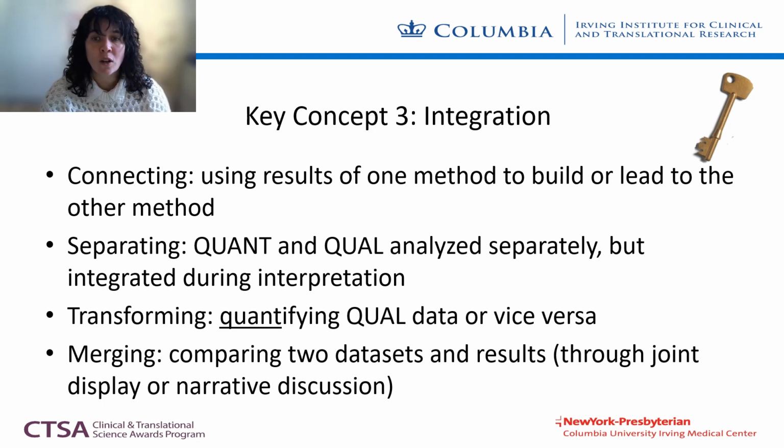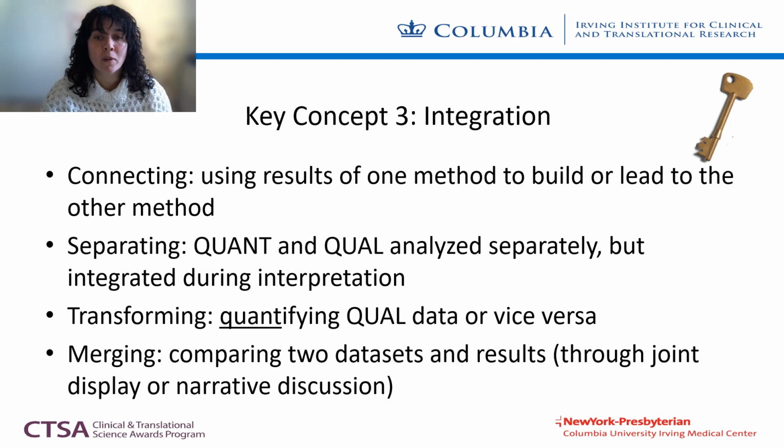Connecting is used in sequential designs and uses the results of one method to inform the design interpretation of the other method. In concurrent designs, separating or transforming is used. When separating, quant and qual data are analyzed separately following respective methods, but are integrated during interpretation by comparing how the results of both methods either converge or diverge.